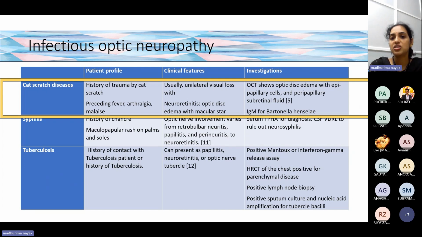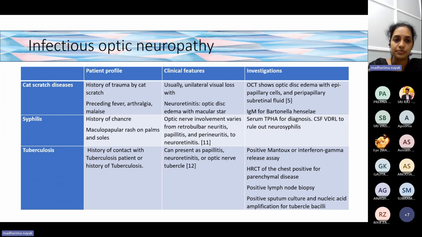OCT usually shows some epipapillary or peripapillary cells. You will see minute hyperreflective dots on OCT, because nowadays OCT is gaining a lot of importance in neuro-ophthalmological disorders. And these patients will invariably be positive for IgM Bartonella.